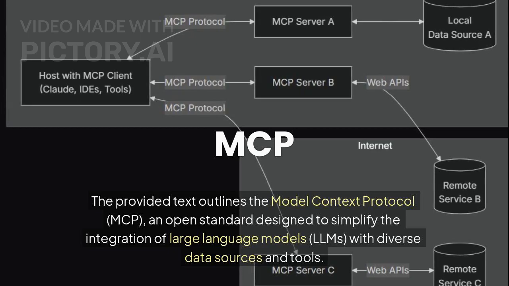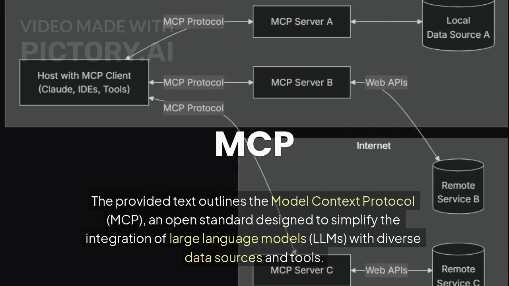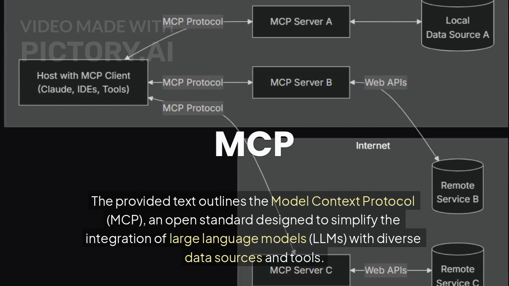Think of it maybe like a USB-C port, but for AI applications. It's this standardized way to plug your AI models into pretty much any data source or tool out there. Our mission today is to unpack how MCP helps your prompts do more than just shape responses. We're talking routing logic, managing memory, even building AI agents that think in steps.